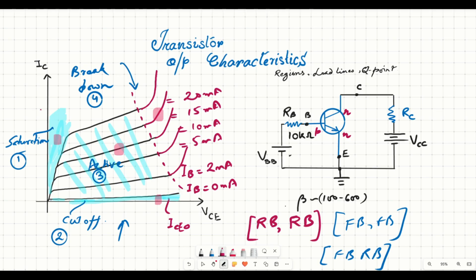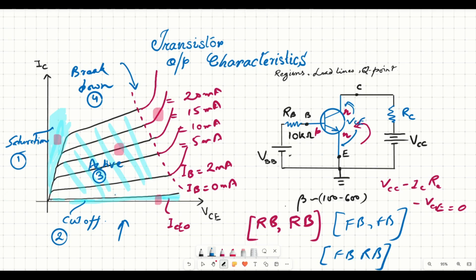Now moving ahead, next is the load line. In order to plot the load line, as we can see here in this output loop, if you write down a KVL equation, then it will be VCC minus ICRC minus VCE equals 0. So VCE is the voltage drop across this terminal.